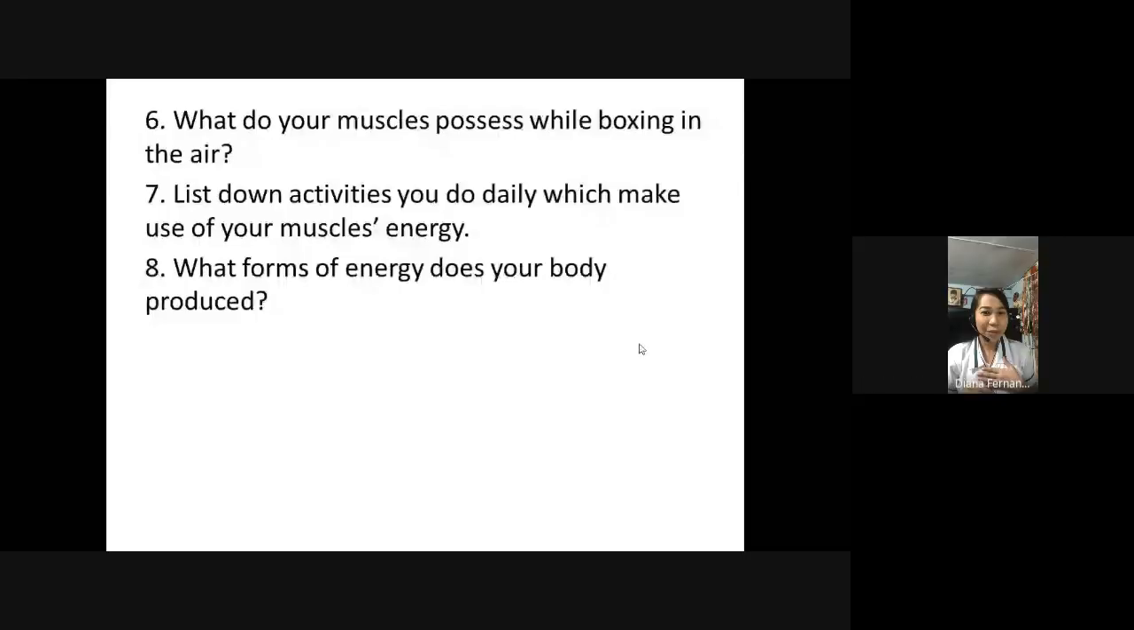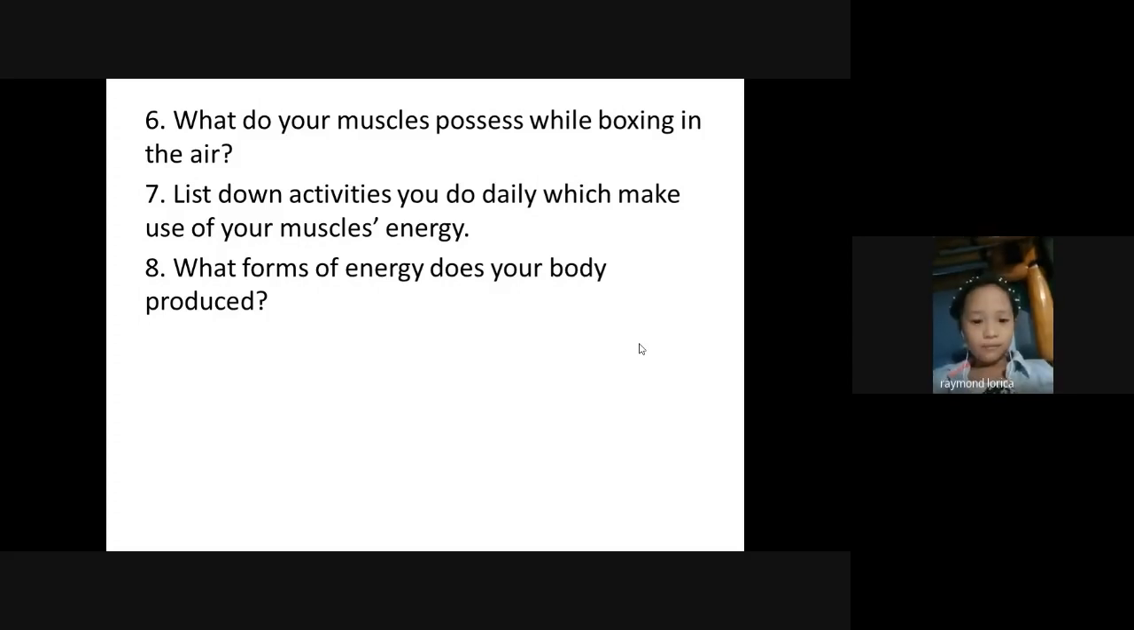So, to answer doon sa ating what is to find out, what forms of energy does your body produce? Ano-ano yun mga yon? Sound, heat, and mechanical energy. Thank you so much! Thank you for participating in our activity.